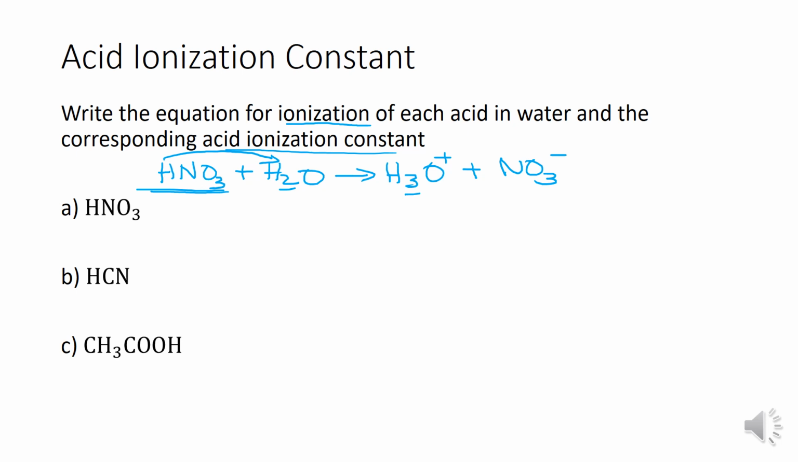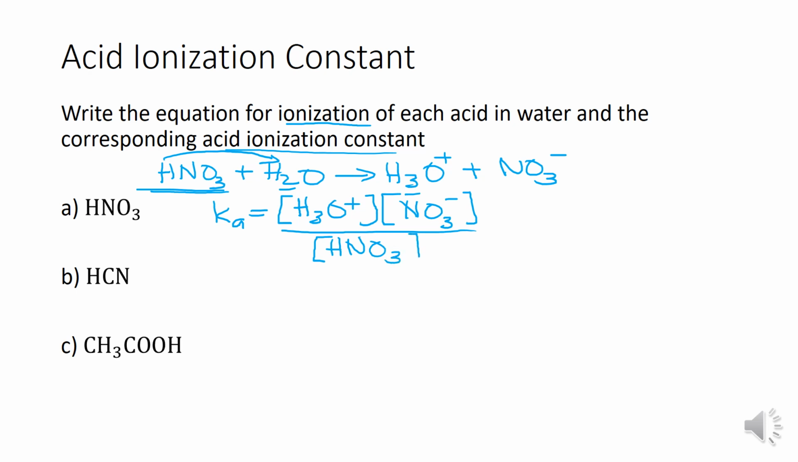Based on this equation, the acid ionization constant is equal to, let's multiply the concentrations of the product ions. So you have first the concentration of hydronium ions times the concentration of nitrate ions all over the concentration of the original acid. So that is HNO3. So again, in the expression for acid ionization constant, water is not included.